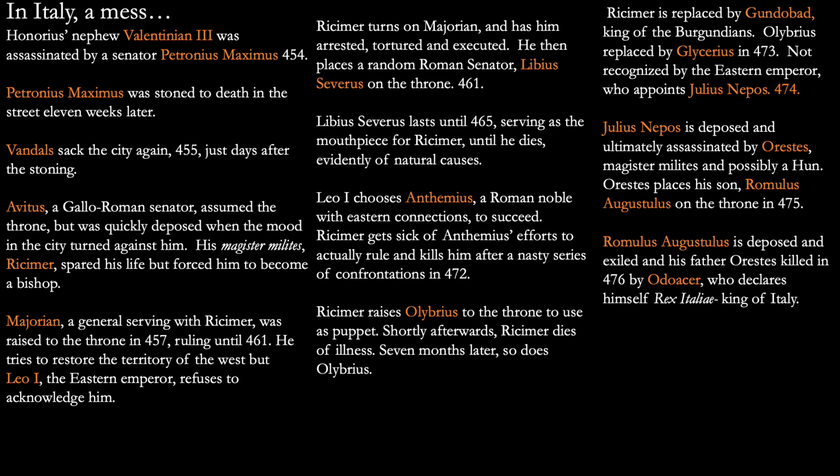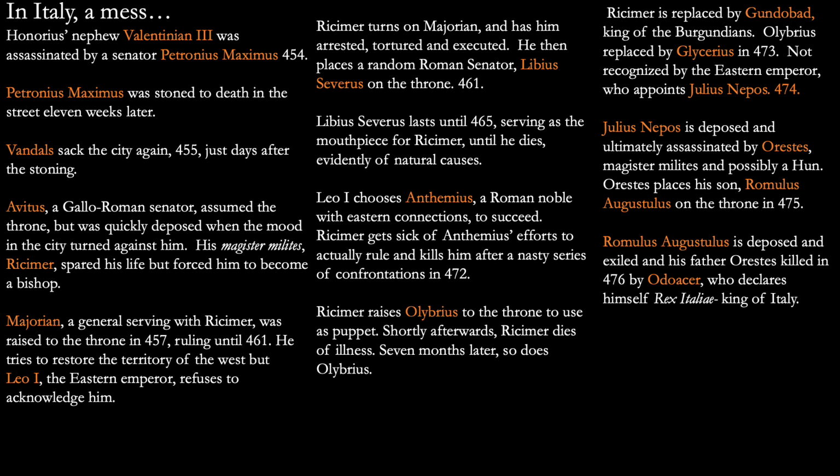After he died, he'd been replaced by another Magister Militis named Gundobad, probably a Burgundian, king of the Burgundians, as it says right there. And Gundobad attempts to kind of fill Ricimer's shoes and act in the same kind of way. Olybrius was replaced by Glycerius, but he wasn't recognized by the Eastern Emperor. The Eastern Emperor appoints a guy named Julius Nepos. Then there's going to be a nasty fight. Julius Nepos will ultimately be deposed and assassinated by Orestes, Magister Militis, and possibly a Hun. We're not really sure what Orestes' ethnic background was, but he's going to replace Gundobad.